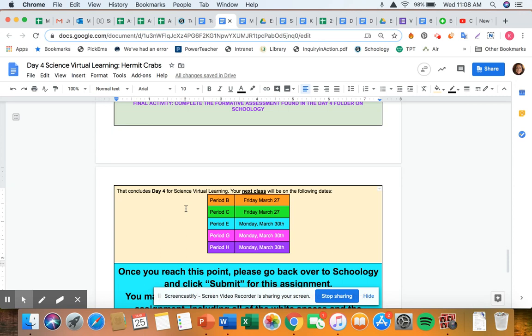So you will be receiving a form where you get to fill out when you're going to take that summative assessment. And instead of logging in and doing a Google assignment that day, you'll be logging in at a specific time and taking the summative, and it will be timed. So please keep that in mind.